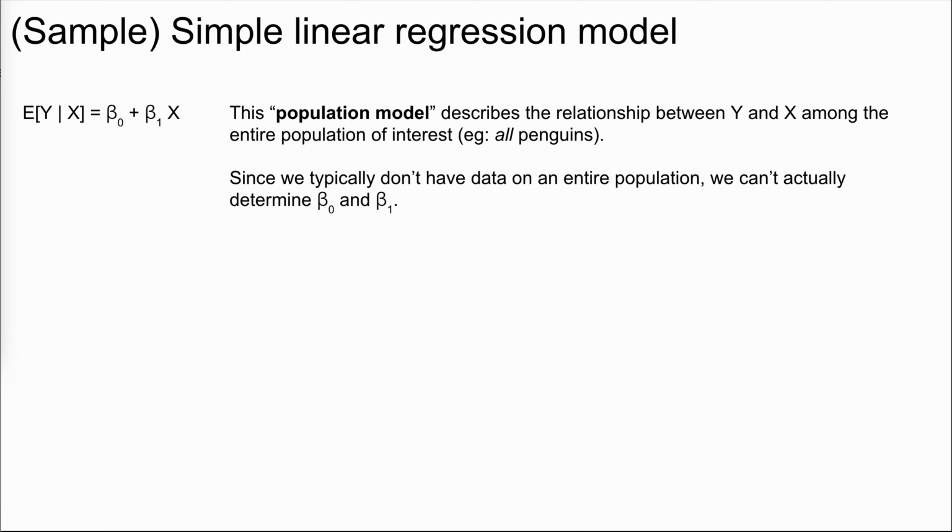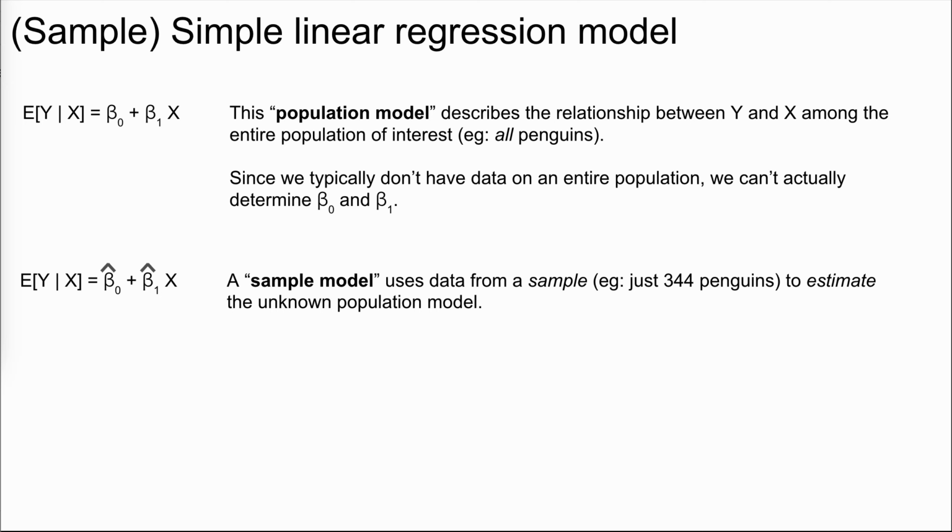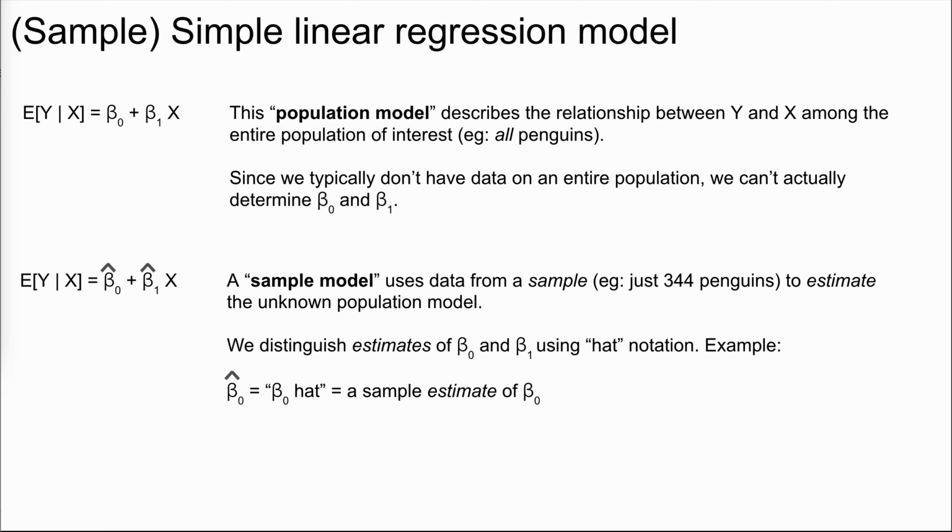In practice then, what we do is build a sample model, which uses data from a sample to estimate the unknown population model. In our penguin example, we built a sample model using data on just 344 penguins, and this provides an estimate of what's happening in the broader population. For communication purposes, we distinguish estimates of beta 0 and beta 1 using hat notation. Basically, we put a little hat on top of quantities that have been estimated. For example, the notation here is read as beta 0 hat, and it's a sample estimate of beta 0.